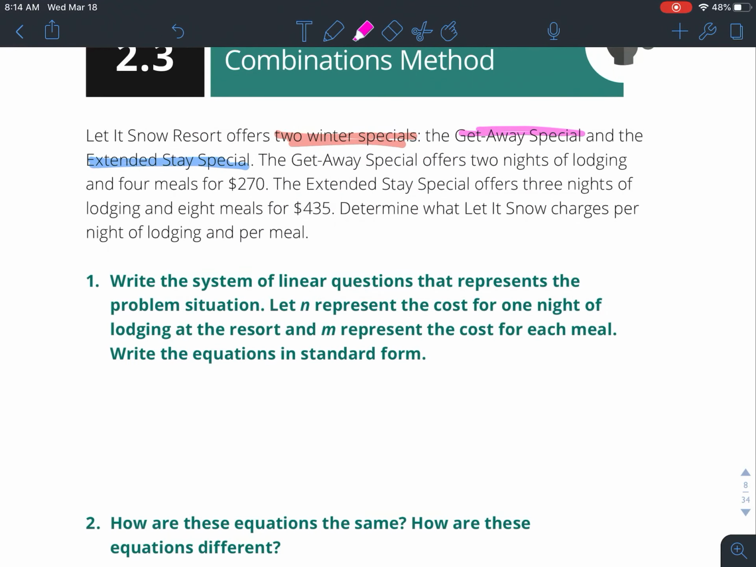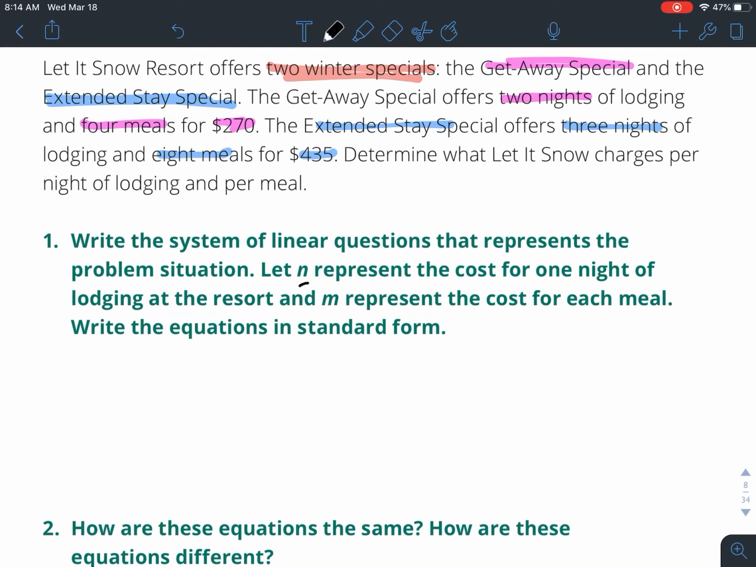The Getaway Special offers 2 nights and 4 meals for $270, and the Extended Stay offers 3 nights, 8 meals for $435. Determine what Let It Snow charges per night of lodging and per meal. So number 1 is asking us to write a linear equation that represents the problem situation. N will represent the cost of 1 night of lodging at the resort, and M will represent the cost of each meal.